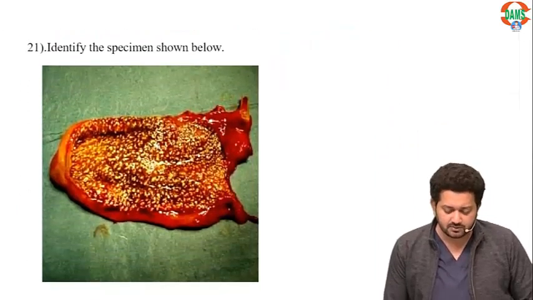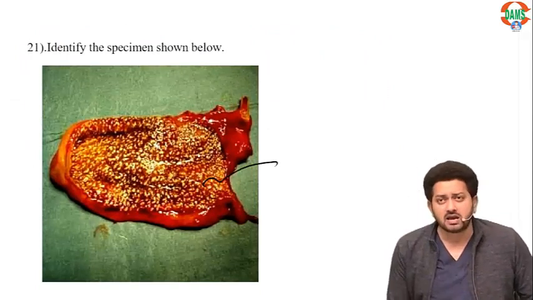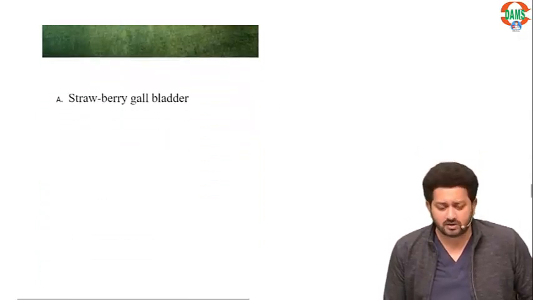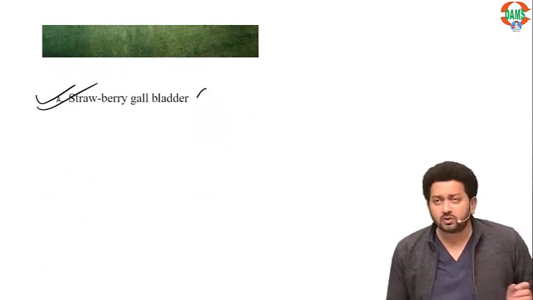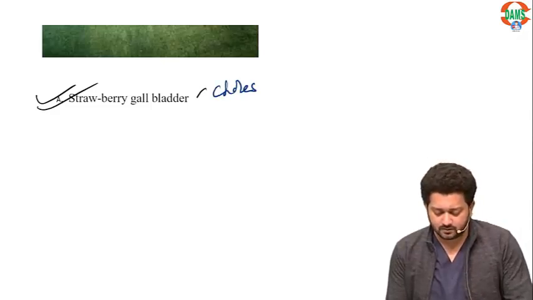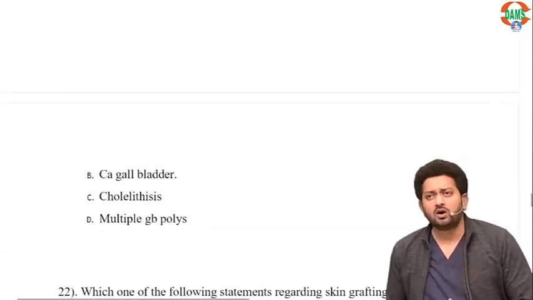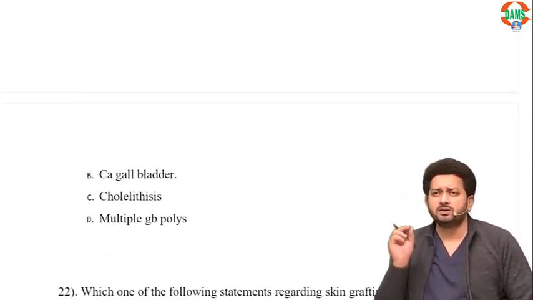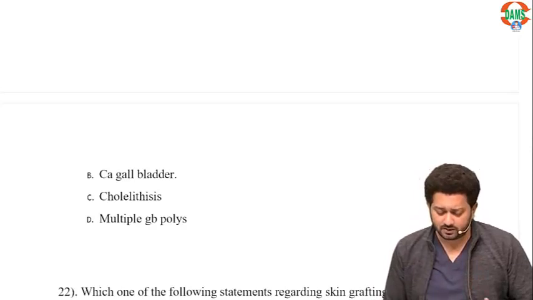Identify the specimen below. This is the open gallbladder specimen which is showing multiple yellow flakes, these cholesterol crystals inside, which is very typical of strawberry gallbladder, also known as cholesterosis. Another name for this is cholesterosis. Carcinoma gallbladder, there will be a mass. Cholelithiasis, there will be stones. Polyps, there will be small nodules or polyps you can see on the gallbladder mucosa.